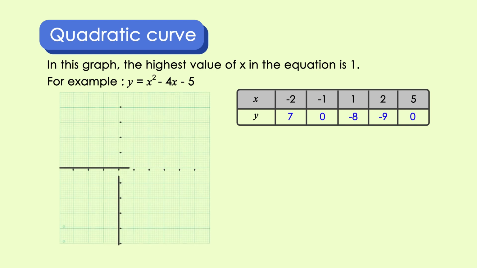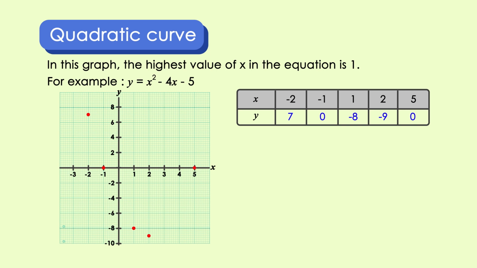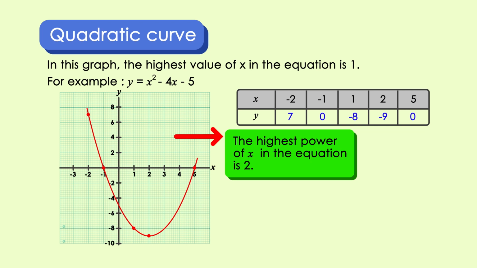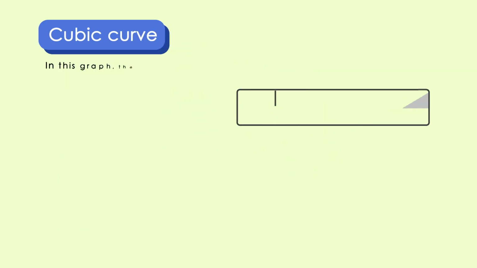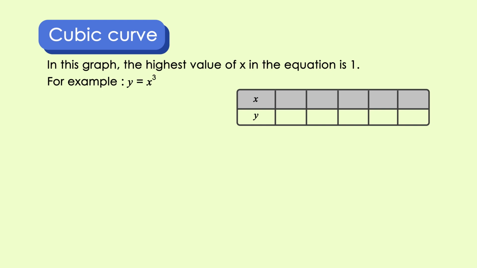Now, we will plot the values of x and y on a Cartesian plane, and later draw a line that connects all 4 points together. From our drawing, we can see that a quadratic graph is formed by a curved line in the shape of a U. Third is the cubic graph, with the highest power of x in the equation being 3. For example, y equals x cubed.